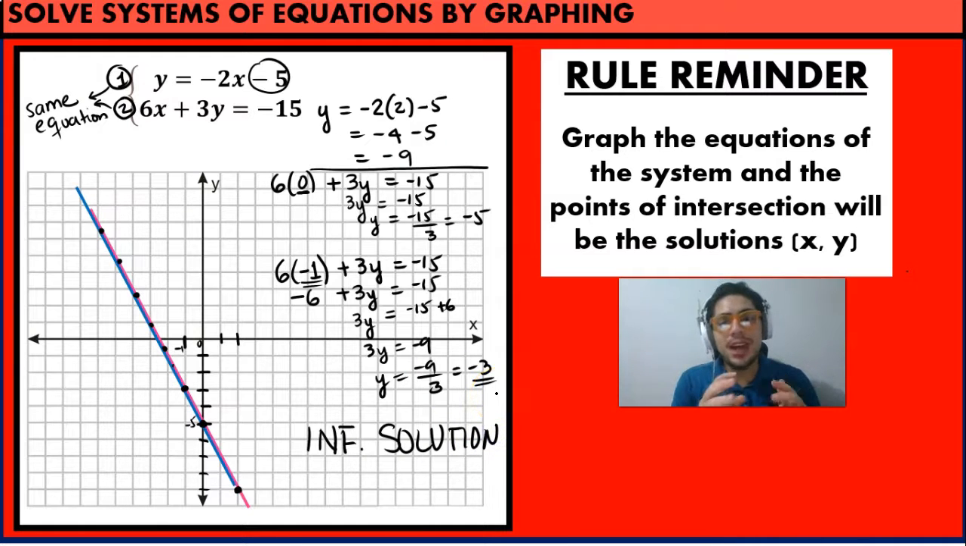So whenever you have two equations and you graph them and you actually get the same exact line, you are going to see that those are infinite solutions because it's actually the same equation.